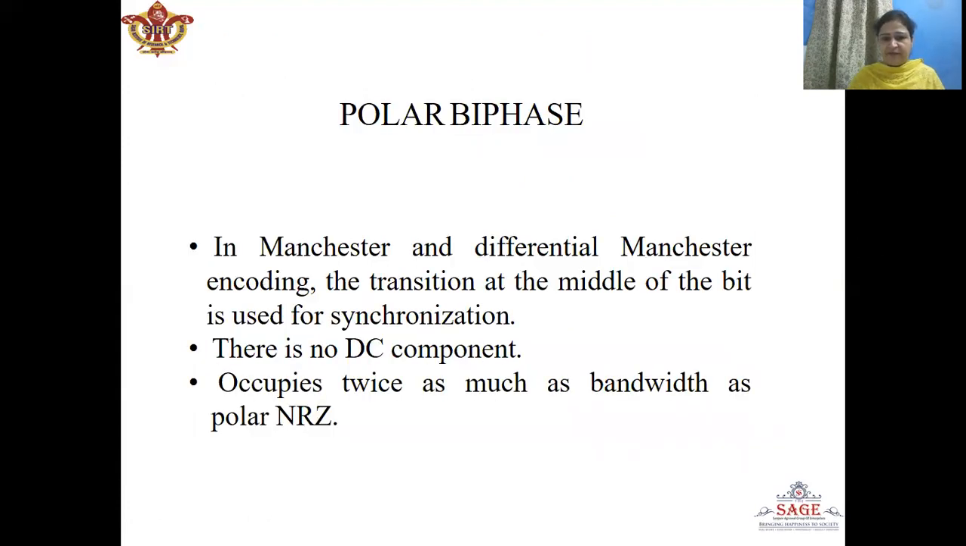Now, polar biphase. In Manchester and differential Manchester encoding, there is a transition at the middle of the bit interval which is used for self-synchronization. There is no DC component because it uses both polarities, positive and negative. And since there is a transition in the middle of the bit interval, the bandwidth is twice that of the polar non-return to 0.